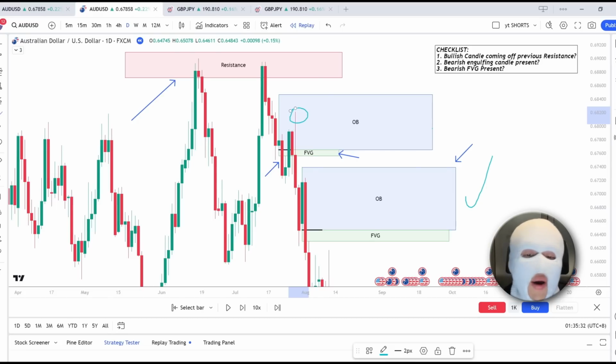So we have gone over what order blocks are and how to spot valid order blocks. Bullish order blocks are just bearish candles and bearish order blocks are just bullish candles. But again, the context behind them and the criteria to validate them are important. And that's why not every bearish candle and not every bullish candle is an order block. The context behind them is extremely important as well.